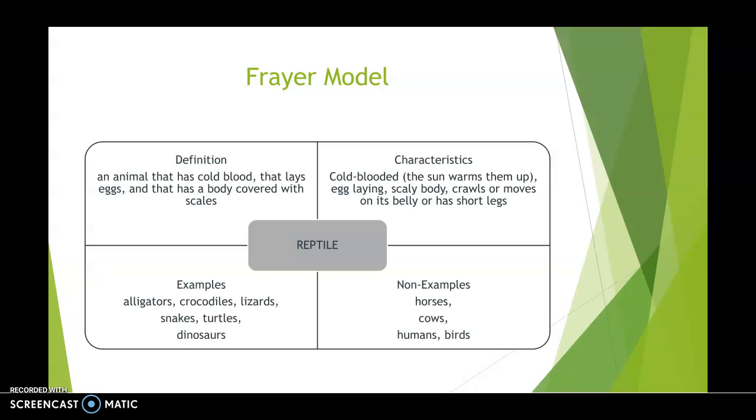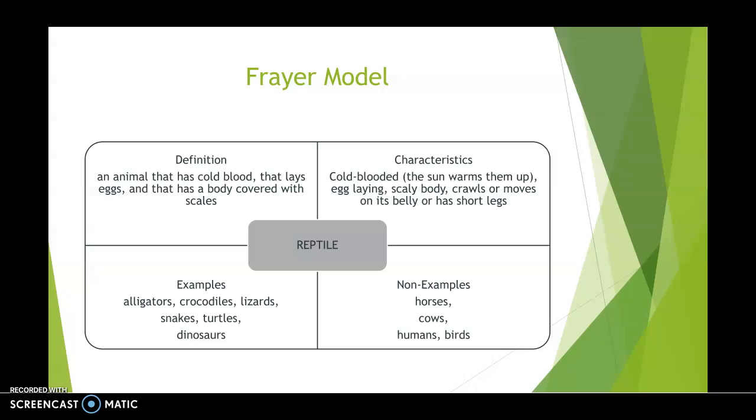So what are the characteristics of a reptile? So it's cold-blooded, the sun warms them up, they're egg-laying, they have a scaly body, and they crawl or move on their belly or have short legs. So what are some examples of reptiles? Alligators, crocodiles, lizards, snakes, turtles, and even dinosaurs. I know some of my kindergarten students actually would love dinosaurs, so that would be a great association for them to learn a reptile. But a lot of them love all things creepy crawly too.